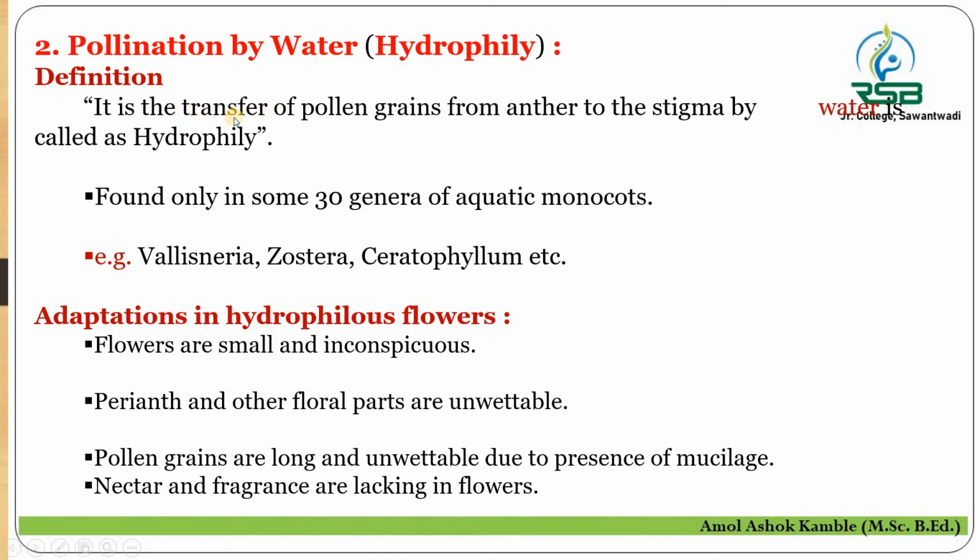The definition: the transfer of pollen grains from anther to the stigma by water, is called hydrophily. In case of plants, there are only 30 genera of aquatic monocots as they pollinate with the help of water. For example, Vallisneria, Zostera, Ceratophyllum, etc. These are the examples of hydrophilous plants.